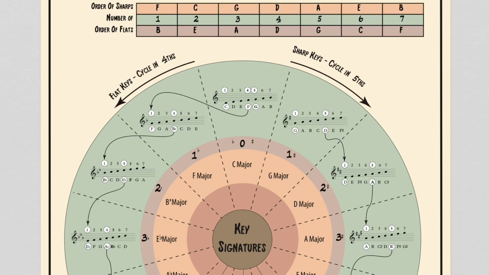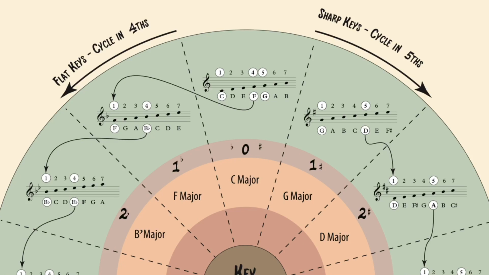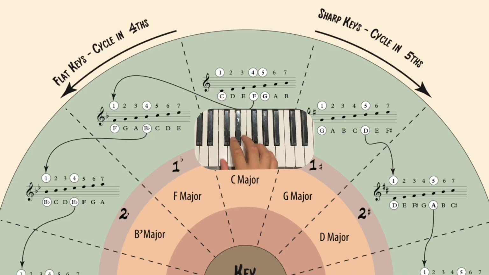So, what's this method? Let's do it in C major. This method is only 1 step long. All we need to do is count to 6. In C major, C is my root note. Let's count to 6. 1, 2, 3, 4, 5, 6. A minor is the relative minor of C major. Simple as that.